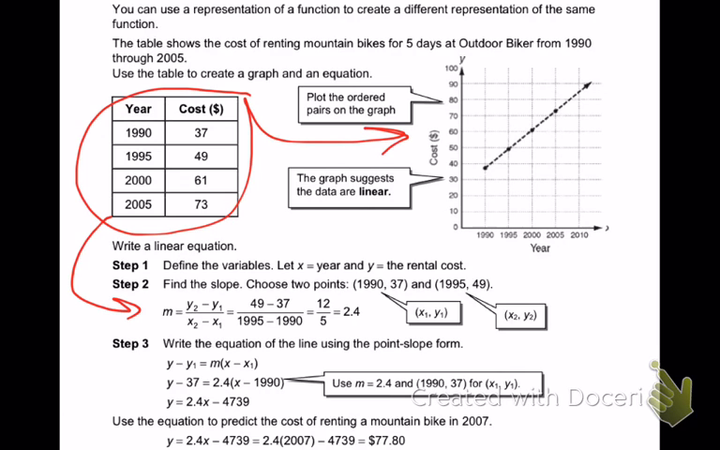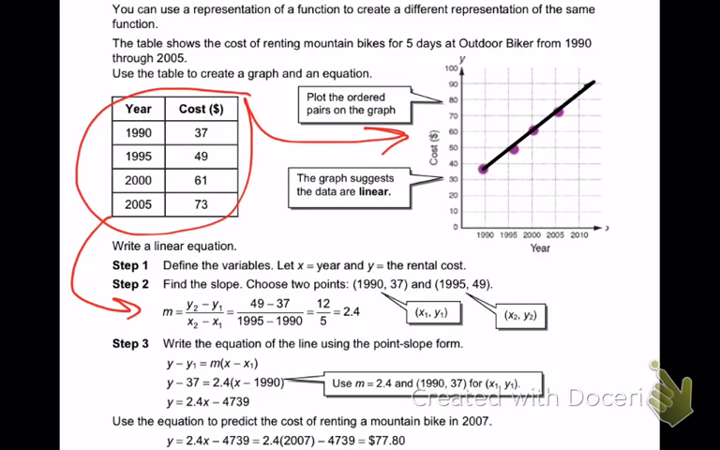Okay, so to do the graph, we just plot the ordered pairs. Dot, dot, dot, dot, connect the dots, and we have our line. Okay, so we can graph them based on that. We can also use the equation.